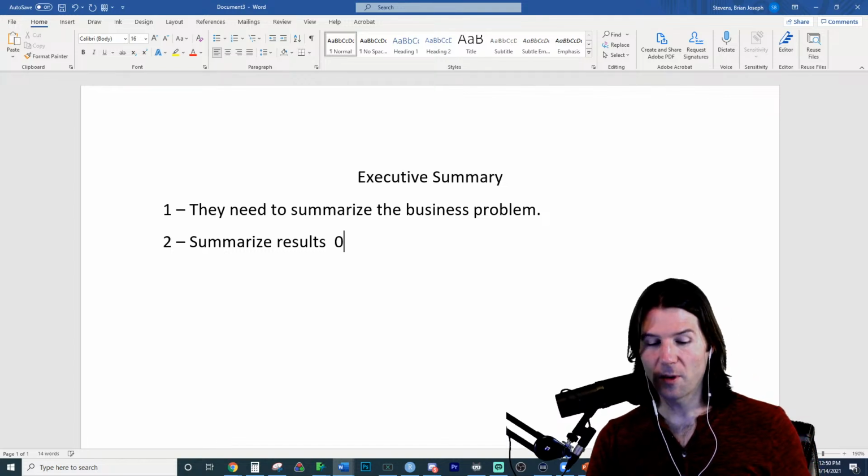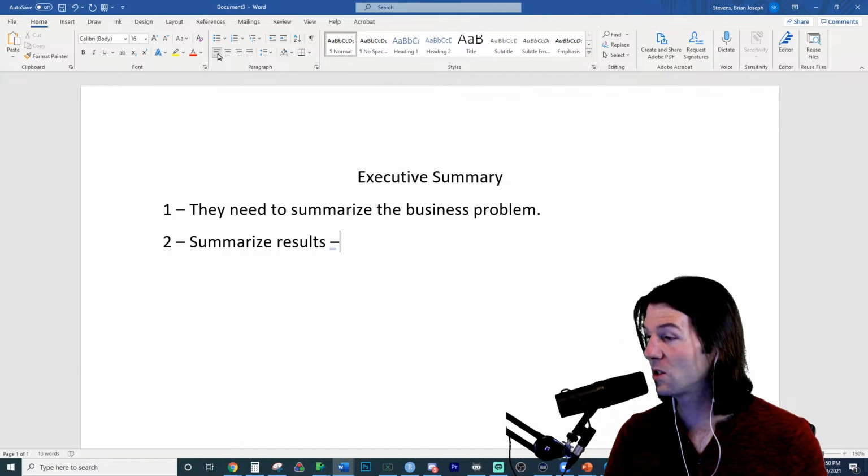You got it. So summarize the results. For decision trees, we do that.